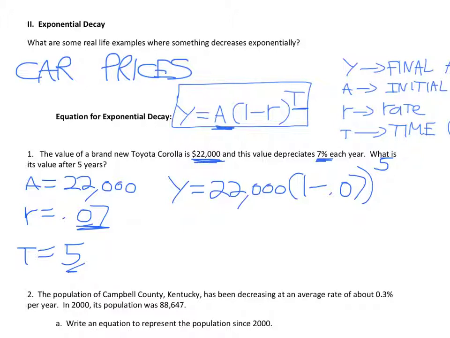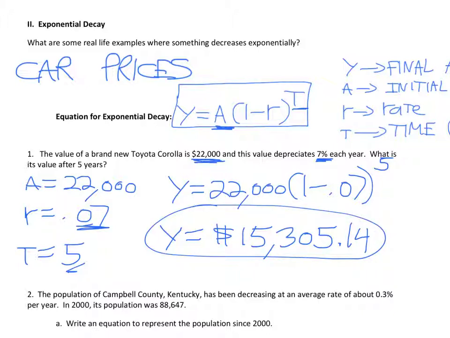Just plug these numbers in, put it in your calculator, and make sure, since you're dealing with money, to round it to the nearest hundredth, which is the nearest cent. When you put that in, you should get $15,305.14. And that kind of makes sense because this y value is less than that A value. Because it's exponential decay, the prices go down every year.